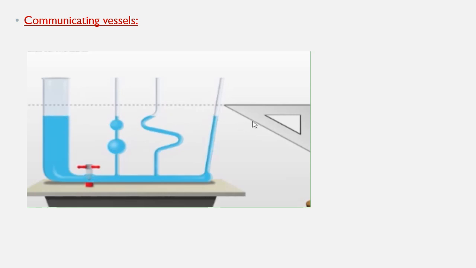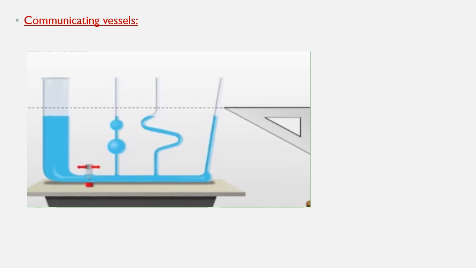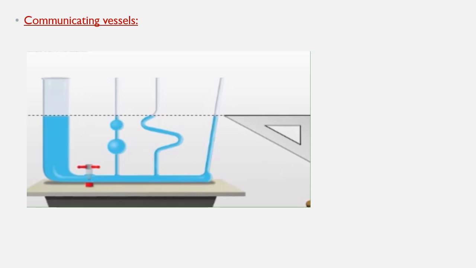Let's use the set square in order to know the direction of water. Here, as you see, the level of water is horizontal. Thus, we conclude that in a communicating vessel, all the vessels will occupy the same level of water, and this level of water or liquid is always plane and horizontal.